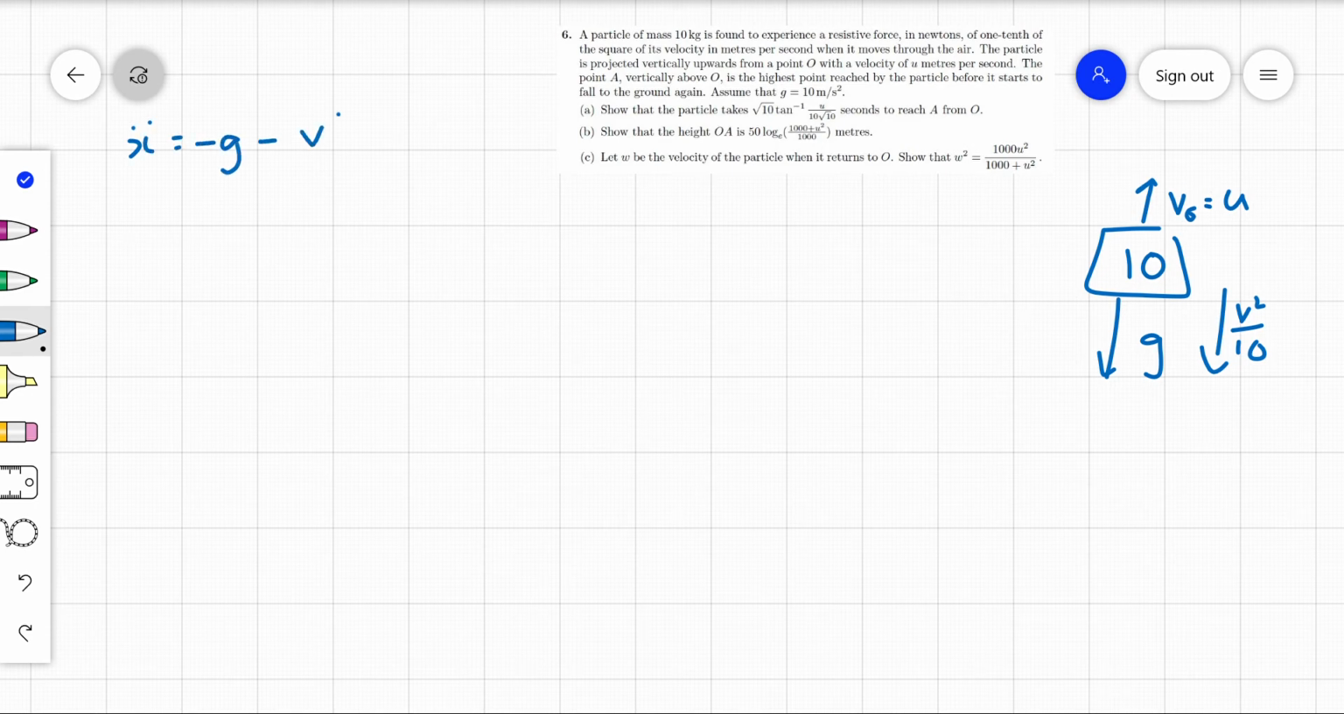We've also got v squared on 10, and this is in newtons, so we know this is mass times acceleration, so I have to divide by the mass, which is 10. So it was v squared on 10, but I've got to divide by 10. There we go. So now it's all as the acceleration.